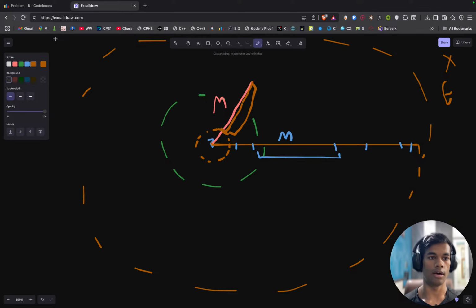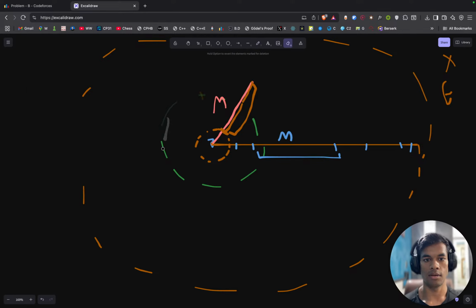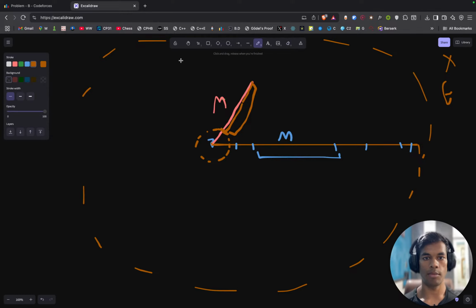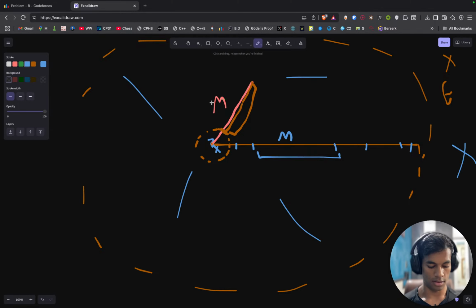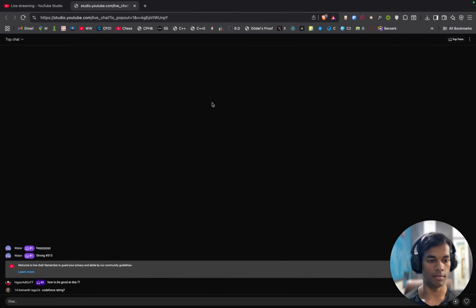So my answer would be, wait, let me erase the green ones. So my answer would be this. If the endpoint is anywhere here, then we are cool. If it is here, then no. And if it is inside this, then no. And that is what I did.